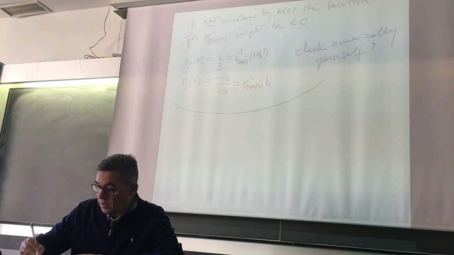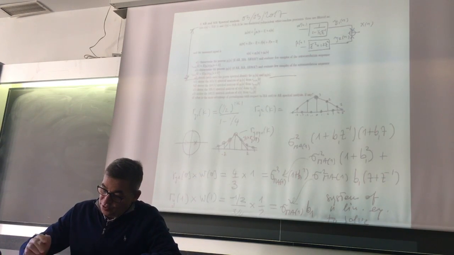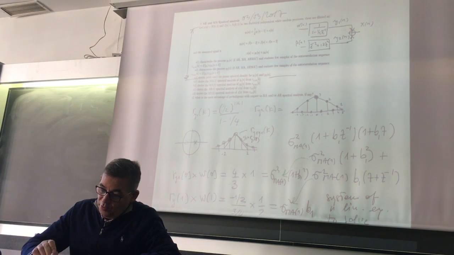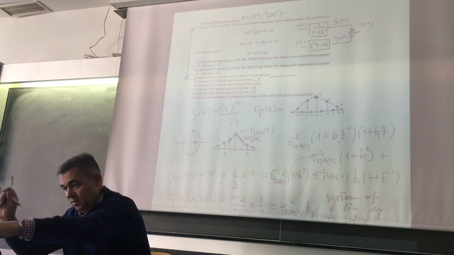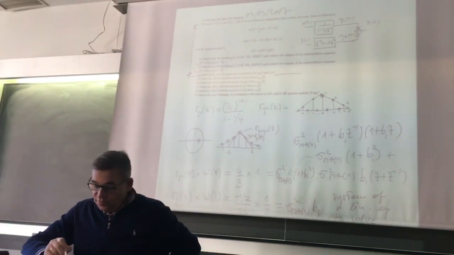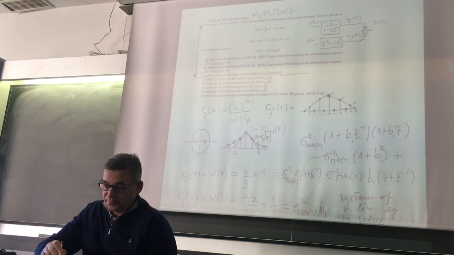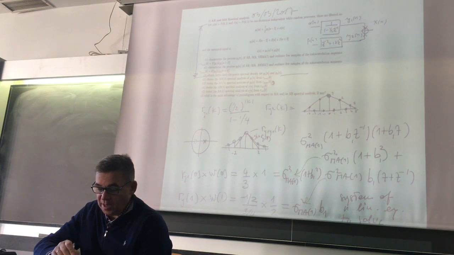Check numerically yourself. Okay? Now, this was for moving average order 1. And the moving average order 1 we did was for Y1, which is here. Now, exercise B2 says, derive the moving average 1 for spectral analysis for Y2, obtained by the autocorrelation of Y2. Now, look at here.